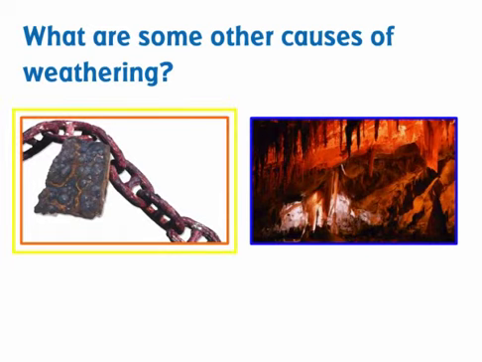Have you ever seen an iron chain become rusty over time? This happens when oxygen in air dissolves in water. It then reacts with iron to form rust. Rocks with iron can rust and break down too.